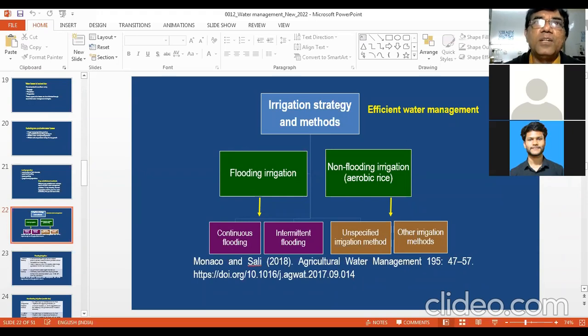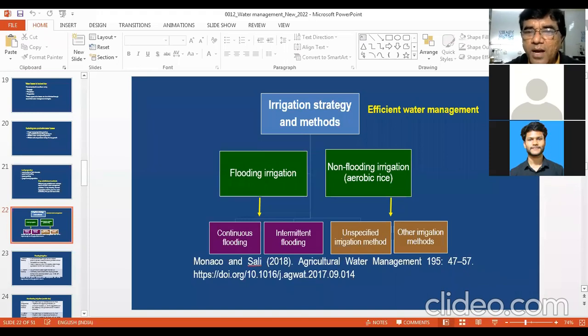Intermittent flooding means for the time being, your soil is flooded with water, and then the water disappears from the surface and then you apply water. So that is your intermittent flooding, or cycles of flooding and dryness. The next method is non-flooding irrigation. Here you do not keep standing water on the soil. That is your non-flooding irrigation, or aerobic rice. It can be practiced in aerobic rice.